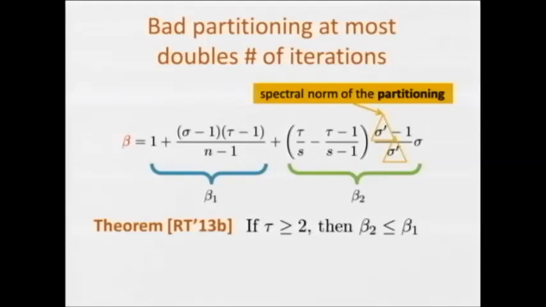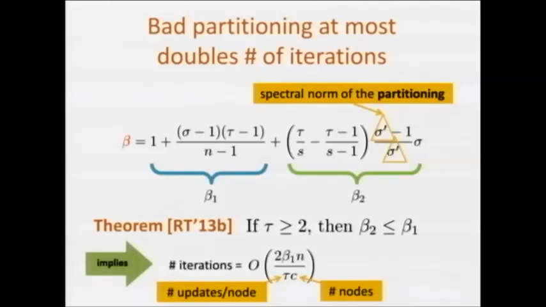So essentially what this says, the second term doesn't matter. At the cost of at most doubling the number of iterations, how you partition doesn't matter. So why is this good news? Well, it's good news because then you can partition data in such a way that you, let's say, minimize the communication cost or something like this, and you don't have to worry about the effect on the number of iterations. All right?